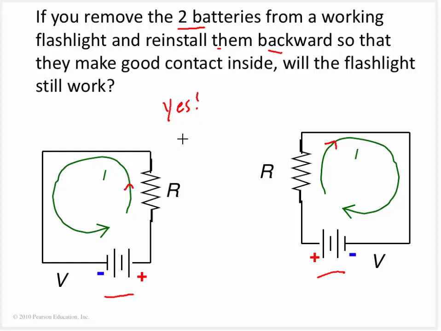Now, bear in mind, this is a very simple flashlight, and more complex flashlights or things like cell phones, they have some circuitry where current can't flow backwards through some of the stuff. But in the simple-most circuit, yes, it absolutely can.